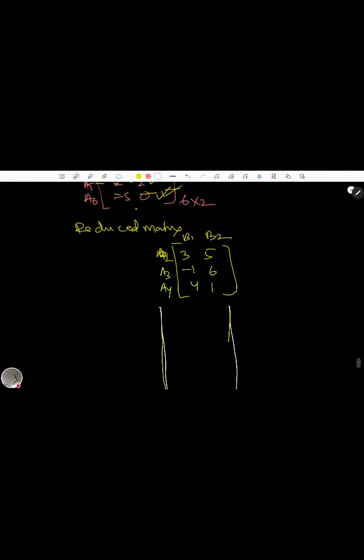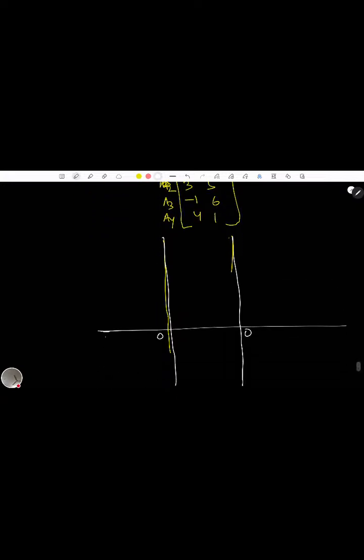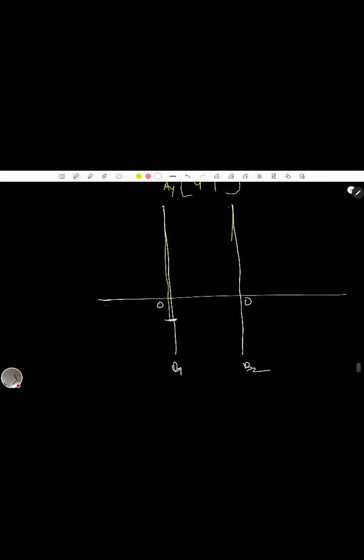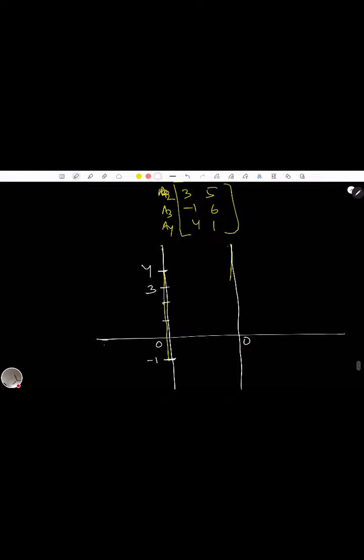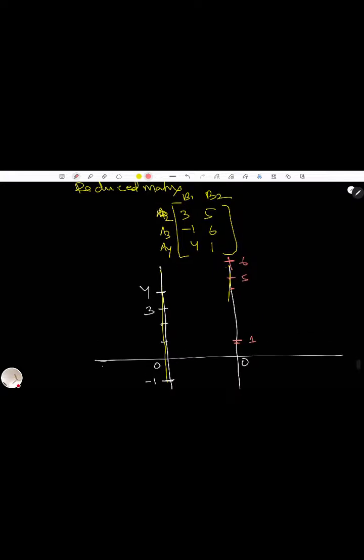In the B1 axis we need minus 1, 3 and 4. Let this be my minus 1, then 3 and 4: 1, 2, 3, and this is my 4. And in my B2 axis I need 1, 5, 6. This is my 1, and this is my 4 here, so it is 5, and it is my 6. Okay, so I join it.